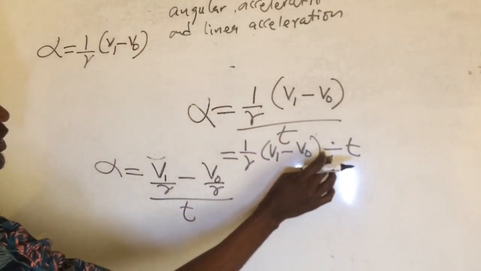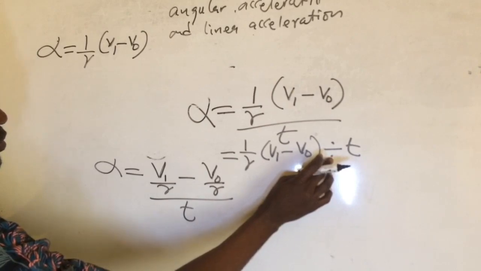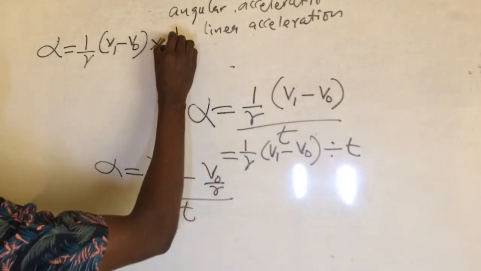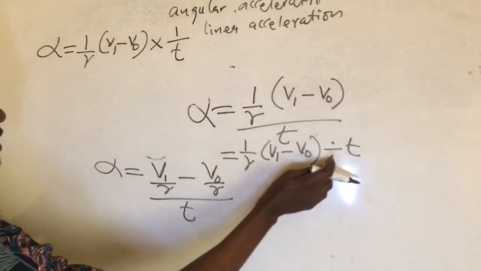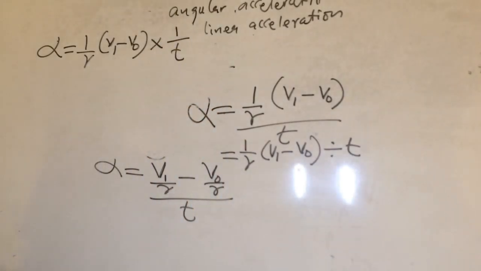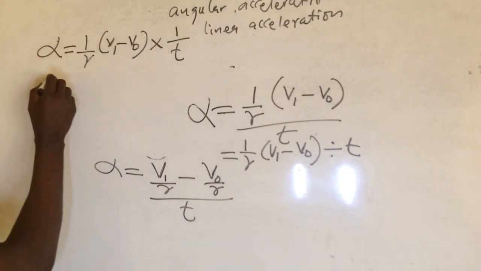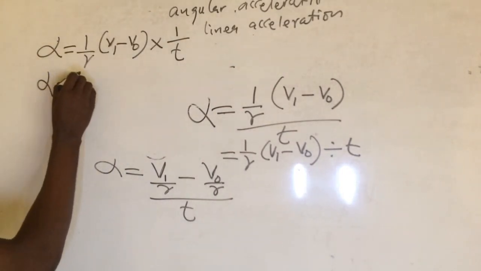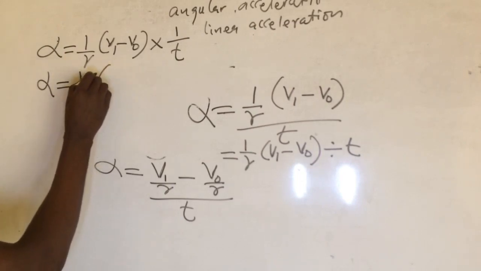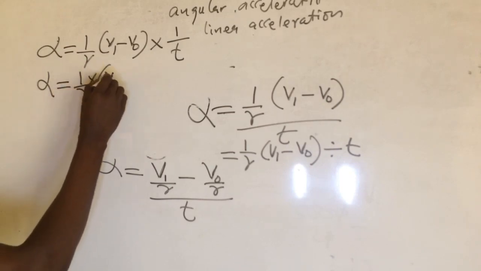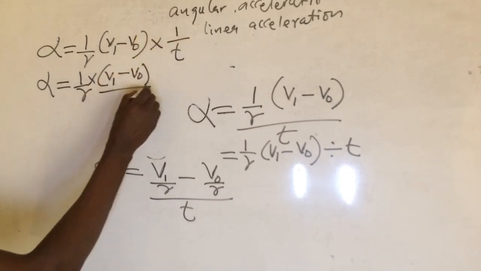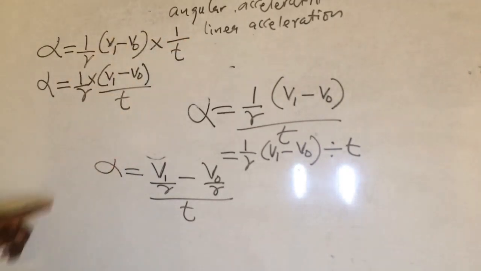Change this to a multiplication sign. It will now be 1 all over t. When you change this to a multiplication sign, it will now toss up its sign. You now have 1 all over t. Do you understand? Now when we multiply it out, we will now have r times (v1 minus v0) all over t.